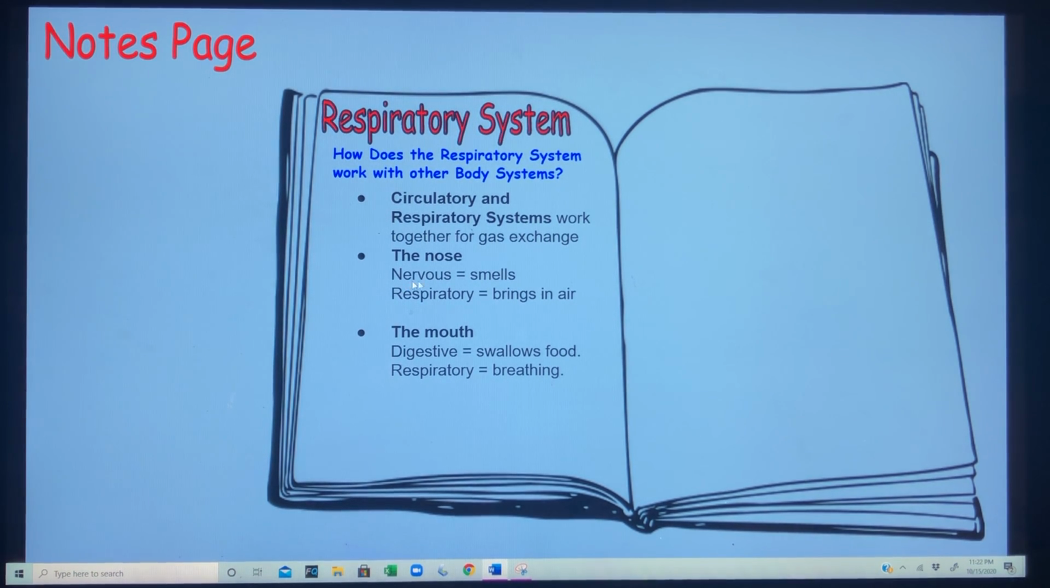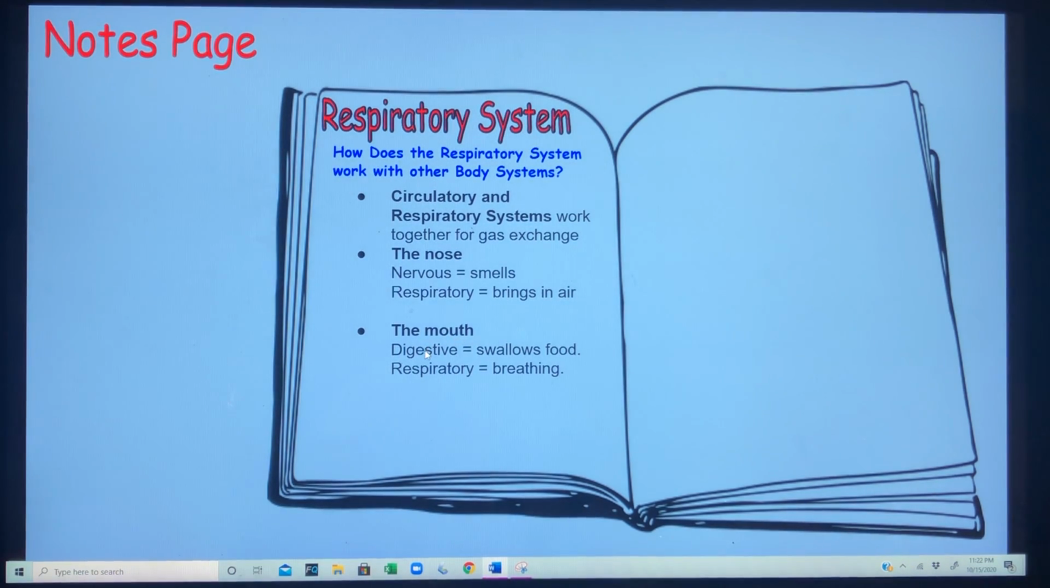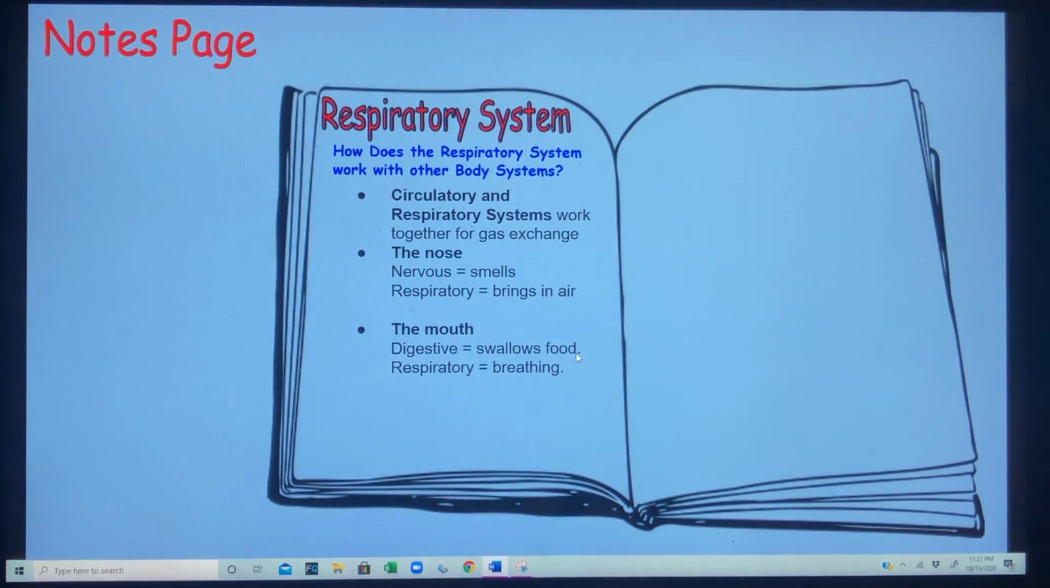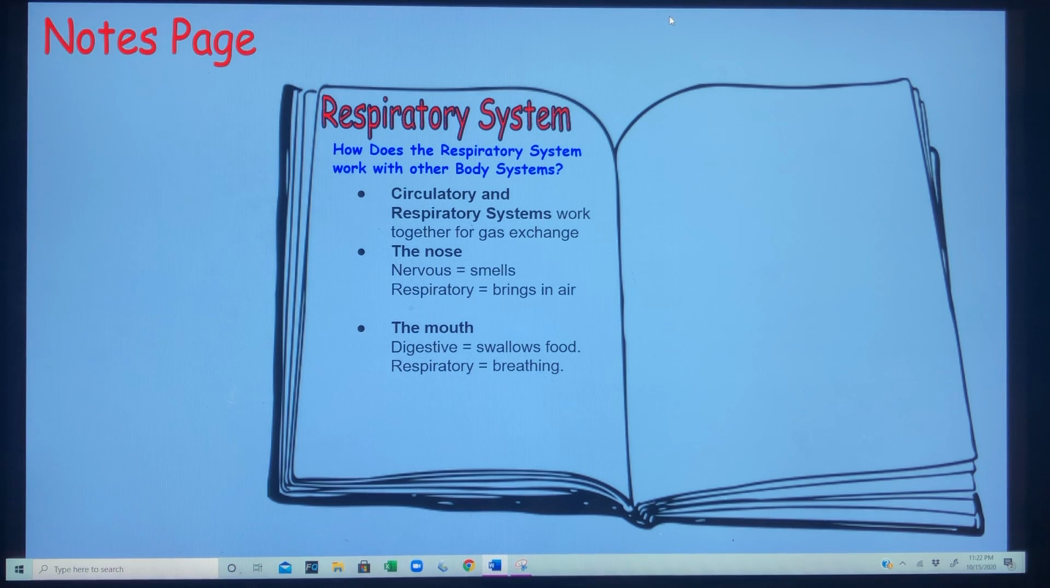For your notes entry, you are going to write down circulatory and respiratory systems work together for gas exchange. The nose in the nervous system equals smells, and in the respiratory system it equals brings in air. The mouth in the digestive system equals swallows food. In the respiratory system, it equals breathing. Again, press pause if you need extra time to make this entry into your notebook.